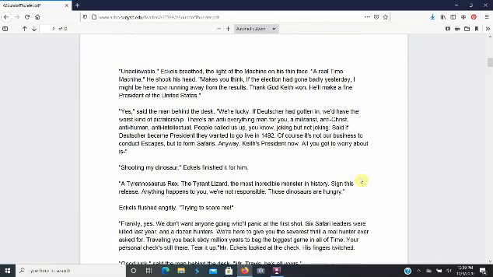"Unbelievable," Eccles breathed, the light of the machine on his thin face. "A real time machine?" He shook his head. "Makes you think, if the election had gone badly yesterday, I might be here now running away from the results. Thank God Keith won. He'll make a fine president of the United States."